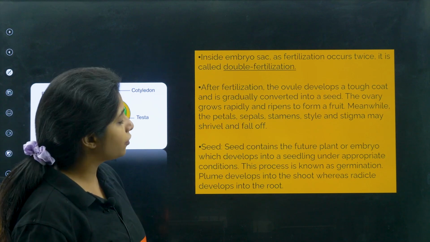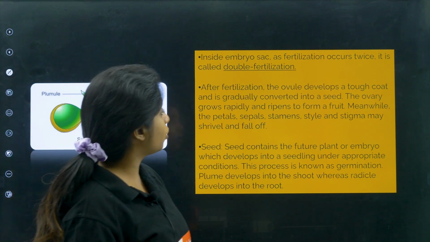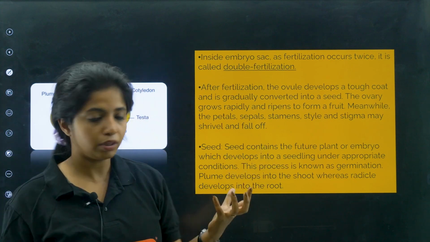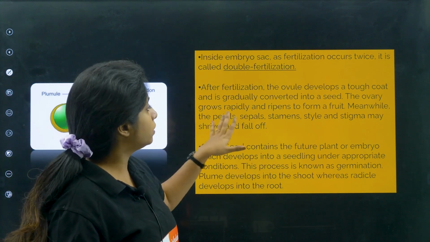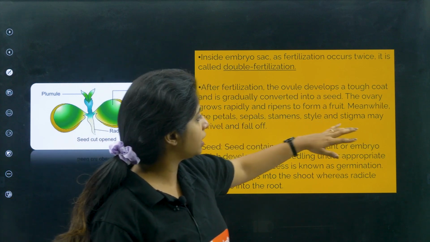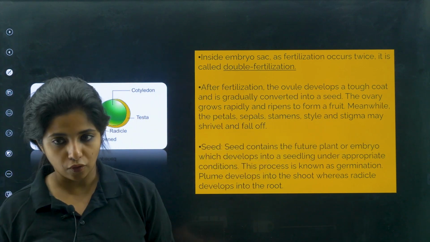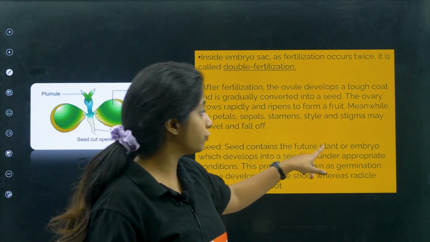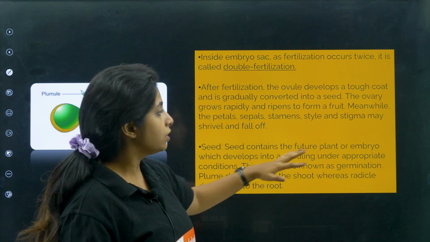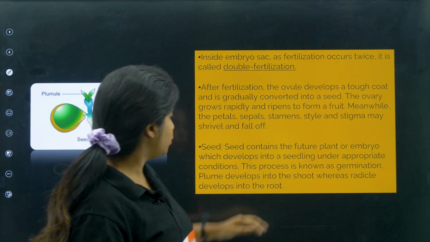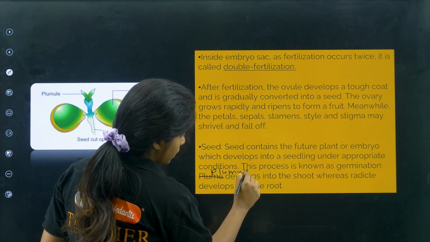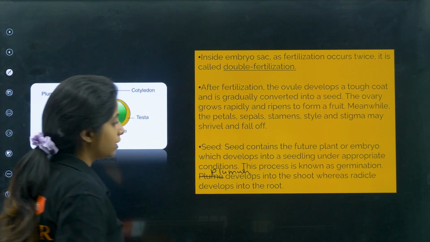So, after fertilization, the ovule develops a tough coat and is gradually converted into a seed. So the ovule becomes a seed, and it has a tough coat. The ovary grows rapidly and ripens to form a fruit. Meanwhile, the petals, sepals, stamen, style and stigma may shrivel and fall off. The seed contains the future plant or embryo, which develops into a seedling under appropriate conditions. This process is known as germination. Plumule, it's not plume, it's plumule. Plumule develops into the shoot, whereas radicle develops into the root.